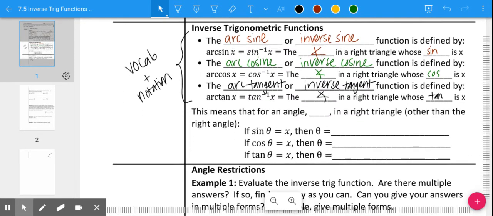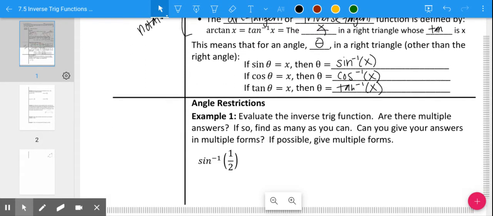This means for any angle, we're going to use theta to represent our angle. In a right triangle, other than, of course, the right angle, if sine of theta is equal to x, then theta is sine inverse of x. And you did this in a geometry class, so you have seen this. If cos of theta is x, then the angle theta is cos inverse. If tan of theta is x, then theta is tan inverse of that x. So to get an angle by itself, you just do the inverse trig function to the other side, is essentially what we're doing here. Notice I use the notation with the negative 1 more frequently, but we could also write those now as arcsine, arccos, and arctangent.